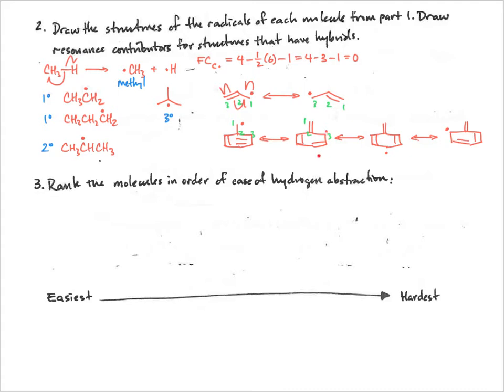Now in this second structure, there's your radical. You have 1, 2, 3. There's your pi bond. The third structure, there's your radical. 1, 2, 3. There's the pi bond. The fourth structure, radical. 1, 2, 3. There's your pi bond. These are benzene rings, so they're 6-membered rings. They're hexagons.